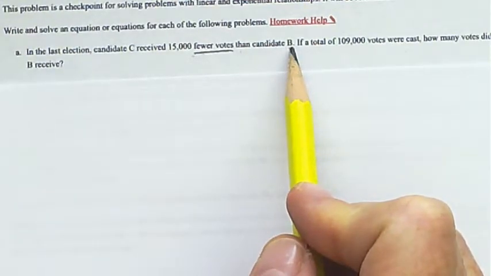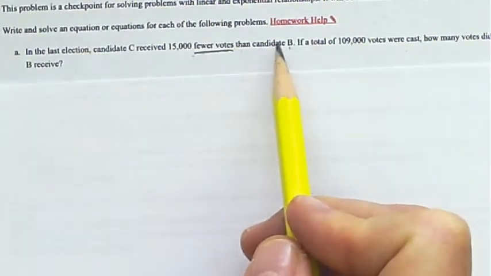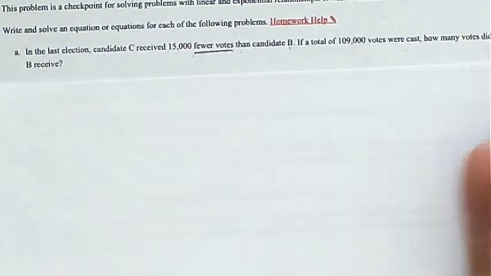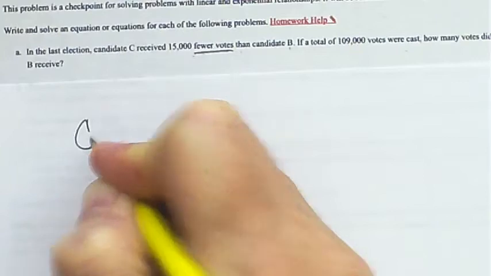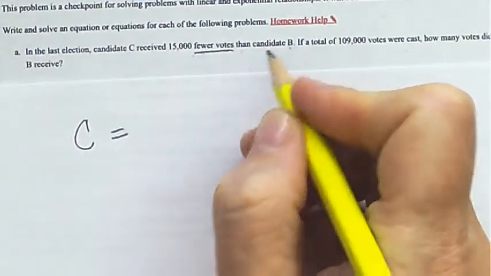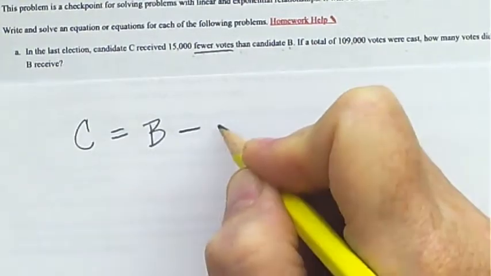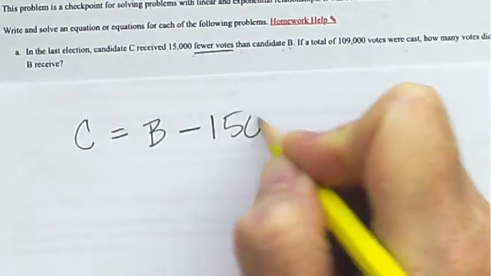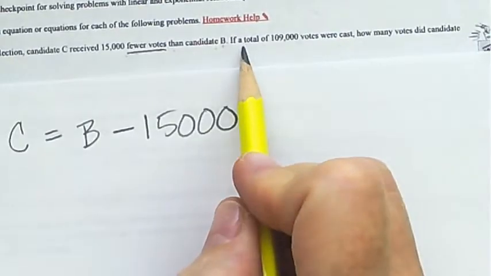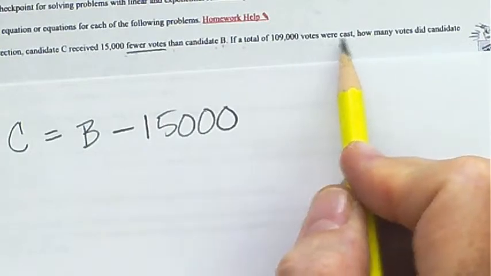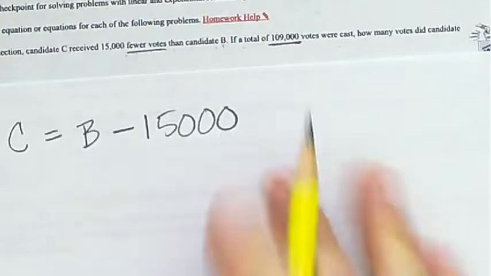So who got more votes, C or B? C received fewer than B, so B got more votes. So candidate C got 15,000 less than B. So I'm going to write B minus 15,000. That's how many votes C got. If a total of 109,000 votes were cast, so C and B together got 109,000.